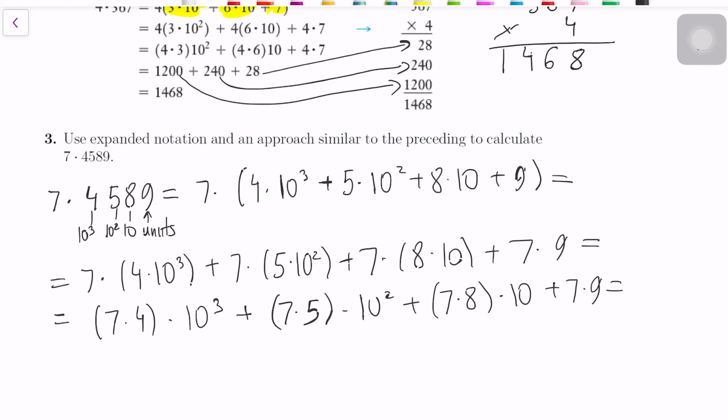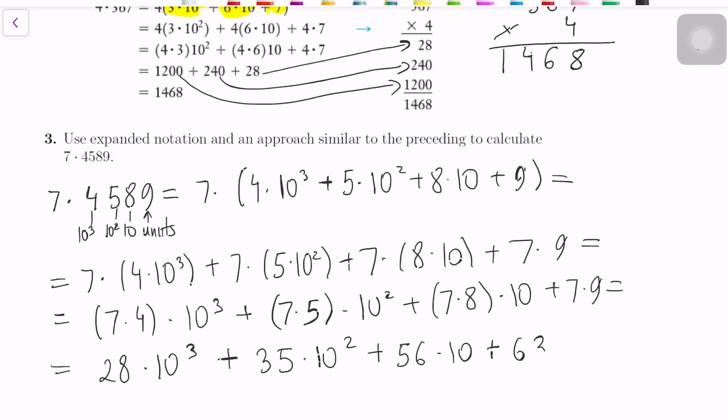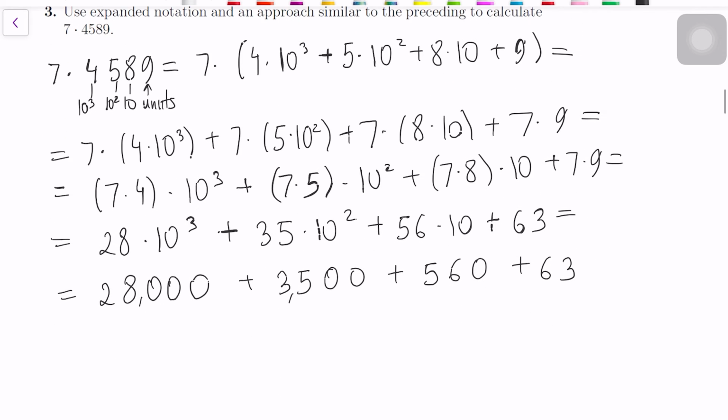And now I can start multiplying. That's giving me 28. Remember, that's blocks. This gives me 35 10 squared. That's going to give me 56 tens and 63. So this is 28 and 3 zeros because that's 10 to the power 3. This is 35 and 2 zeros because that's 10 to the power 2. That's 56 and 0, and this is 63. And then you sum it up. You can use a calculator and you will get this, right?